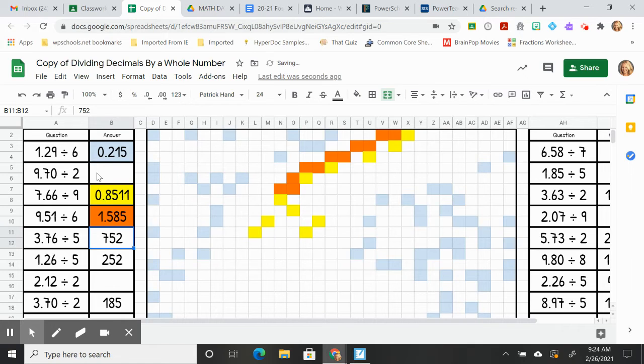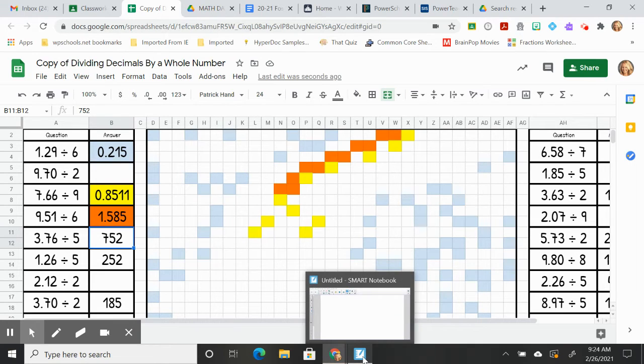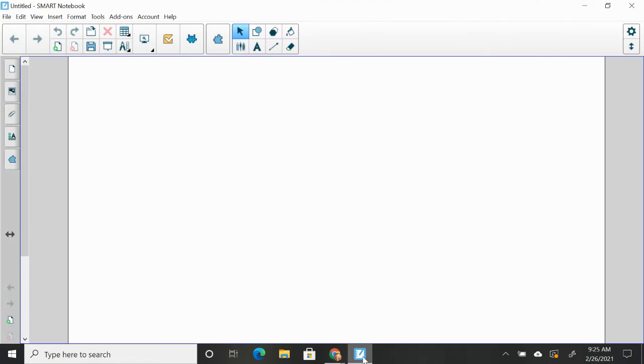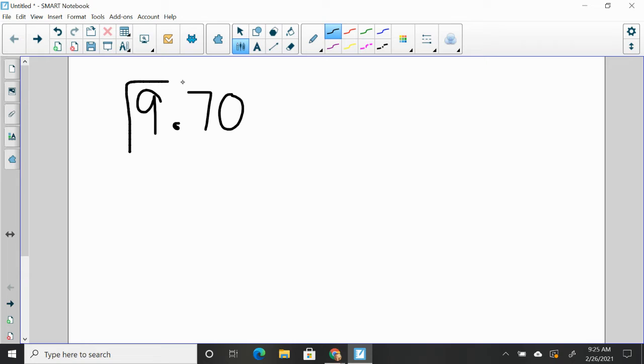Now, on the other ones, you do not have an answer in the box, so you actually have to work these out. I'm going to go to my notebook page and do a couple of these problems for you. We're going to start with 9 and 70/100 divided by 2. I want you to put this on your boards as well, and set it up like this. I'm also going to show you a different strategy that you can use.